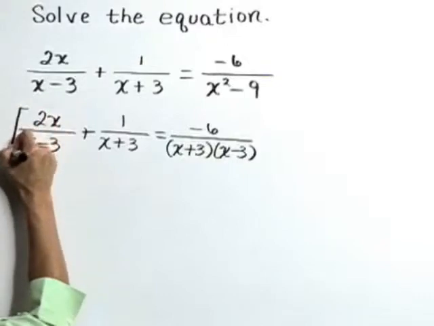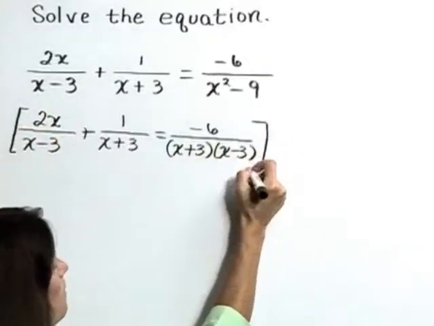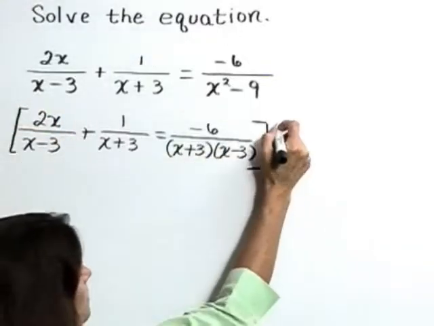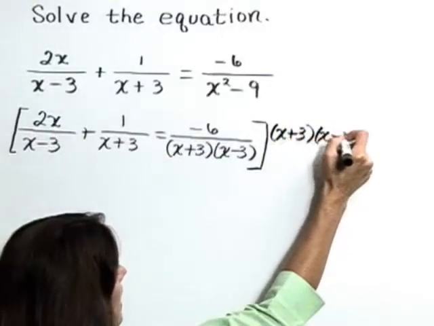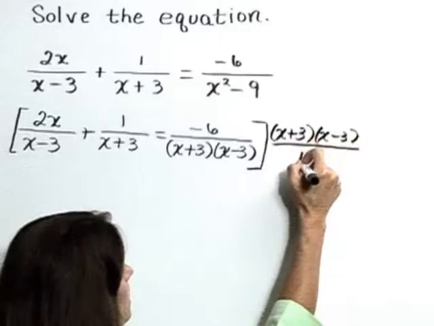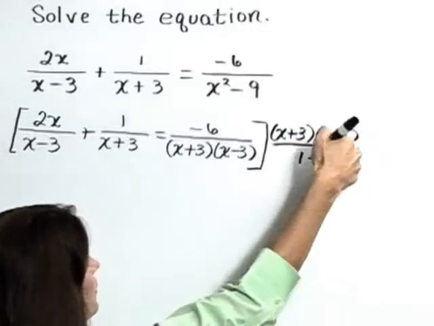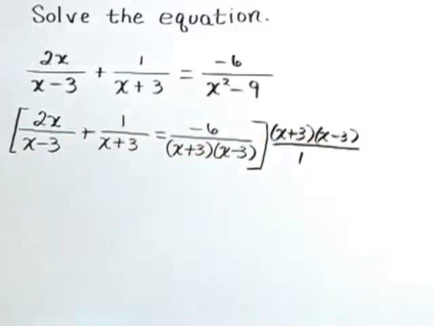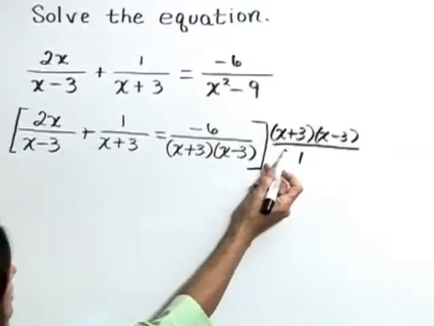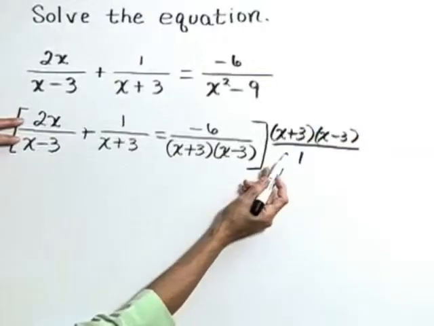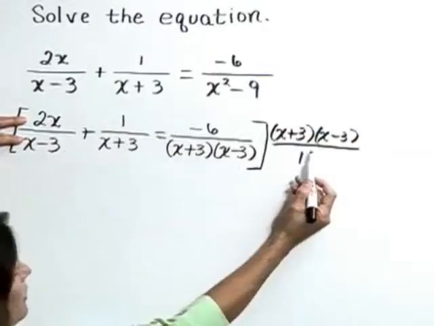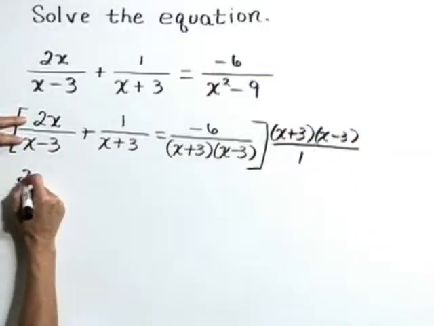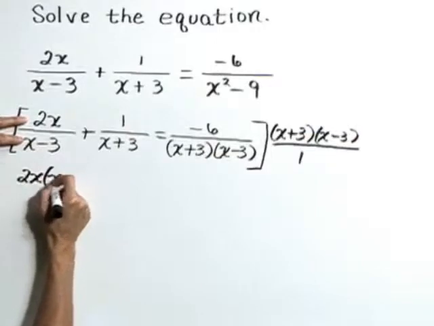Therefore, I'm going to multiply the equation through by that lowest common denominator, x plus 3, x minus 3. And I'd like to write that over 1 so I can see the numerator and denominator clearly. Here we go. We want to multiply that times each term. As we multiply it times 2x over x minus 3, our x minus 3's cancel, giving us 2x times x plus 3.